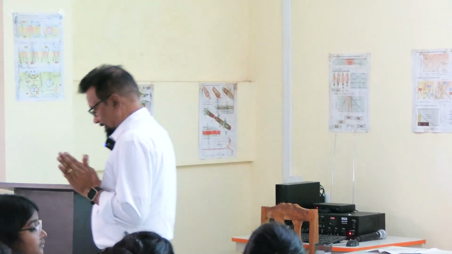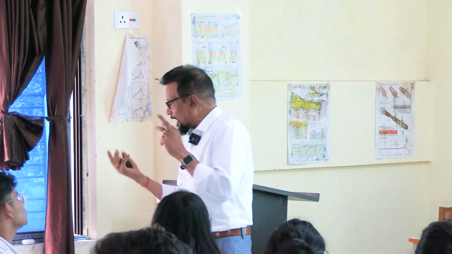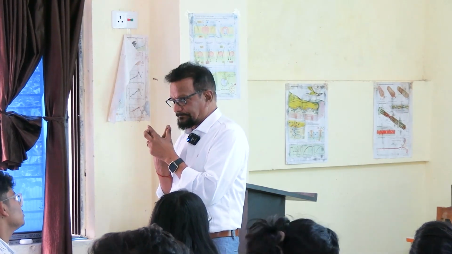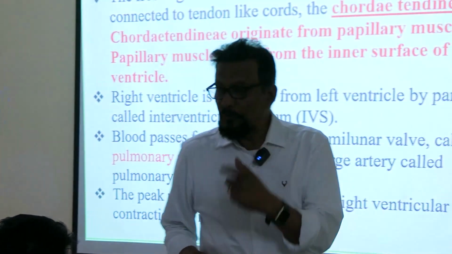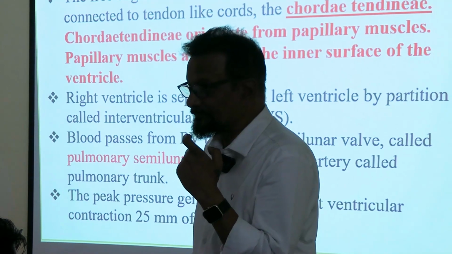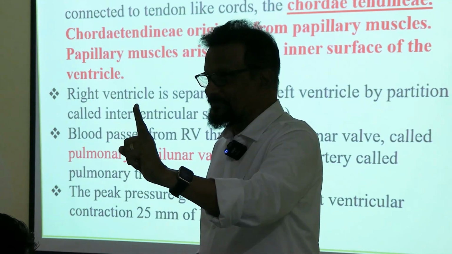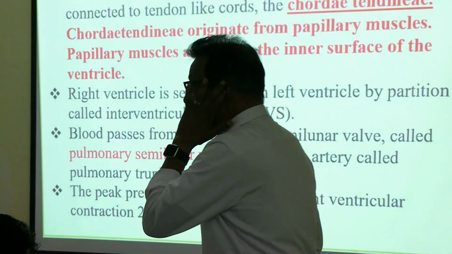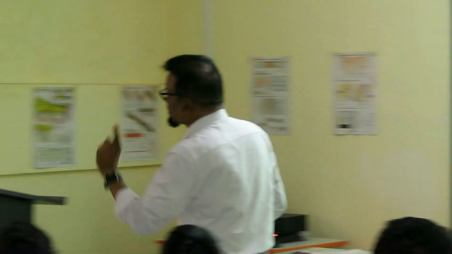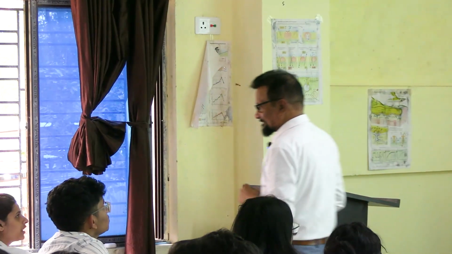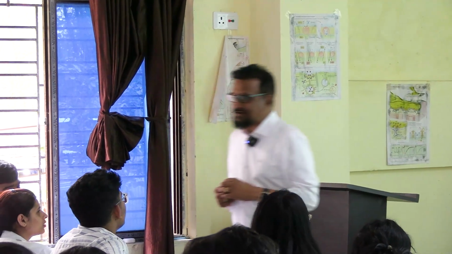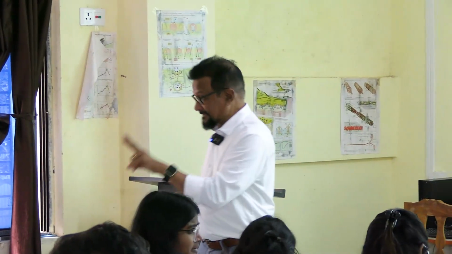So, one valve is tricuspid. Three cusps are there. And one is bicuspid. Now, who can tell in which AV valve is bicuspid? Left ventricle. Can everybody remember this? You have to remember this. Okay? And it has got another name. It is also called the mitral valve. Bicuspid valve or mitral valve.